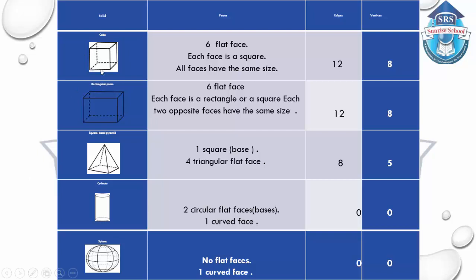1, 2, up and down. 3, 4, right and left. 5, 6, front and back. So here we have 6 flat faces and each face is a square. There are 12 edges here in the cube. A cube has 12 edges.